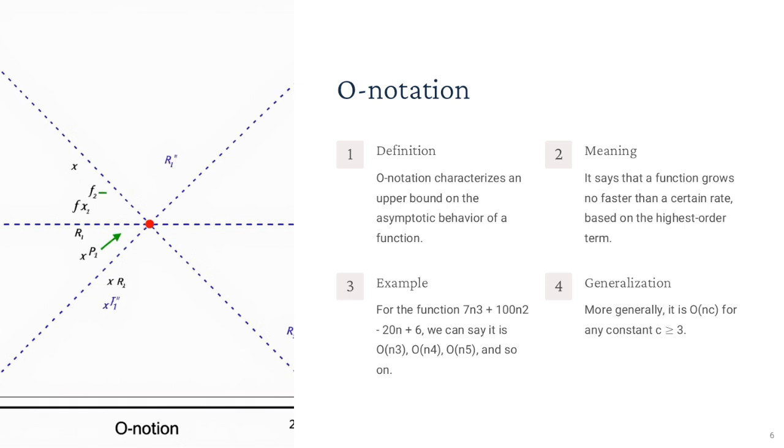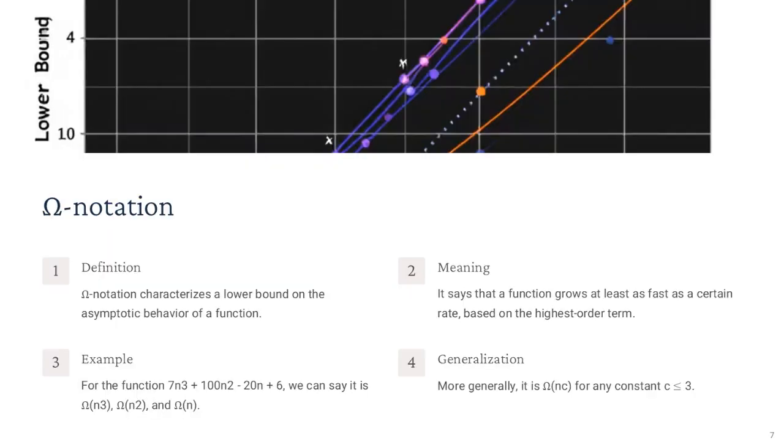worst-case performance. Omega notation, or big omega notation, describes a lower bound on an algorithm's growth rate, indicating the minimum performance under the best conditions. If a function is Omega(n cubed), it grows at least as fast as n cubed for sufficiently large inputs. This ensures that even in ideal scenarios, the algorithm requires a certain level of resources, highlighting its inherent complexity.